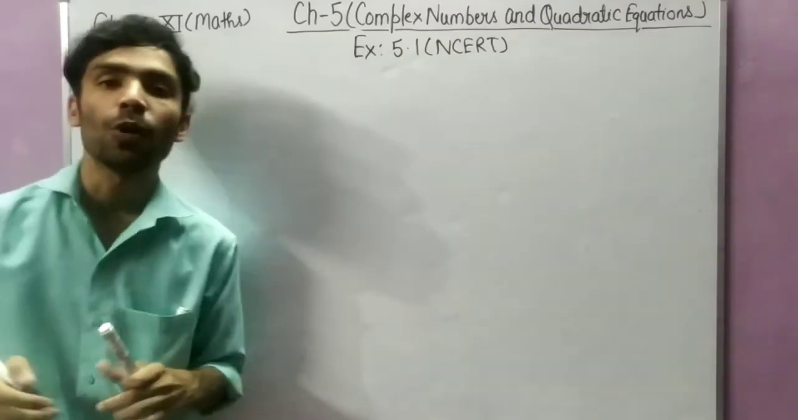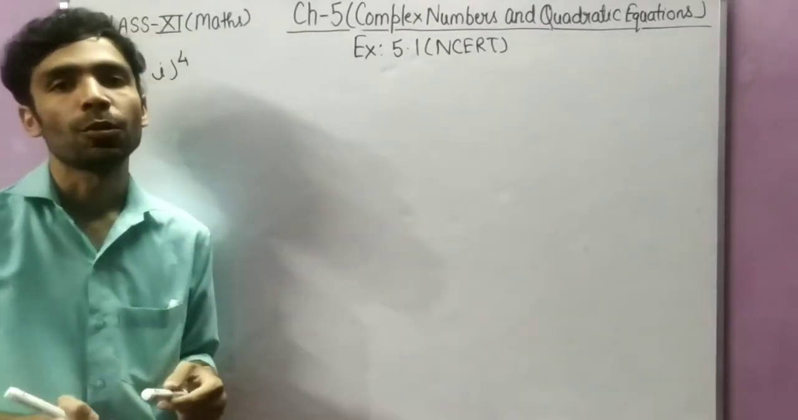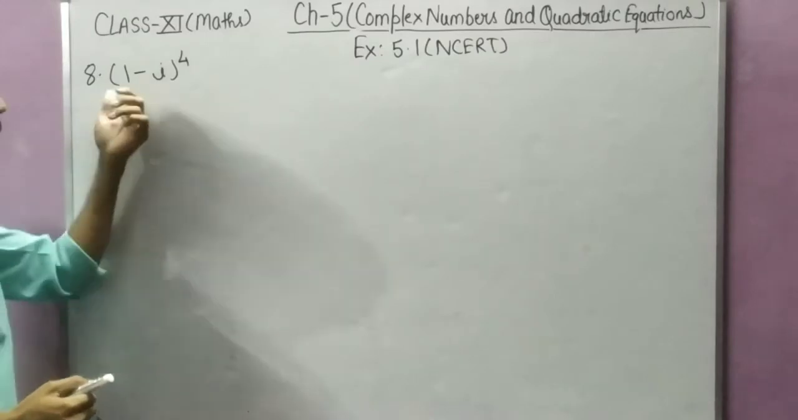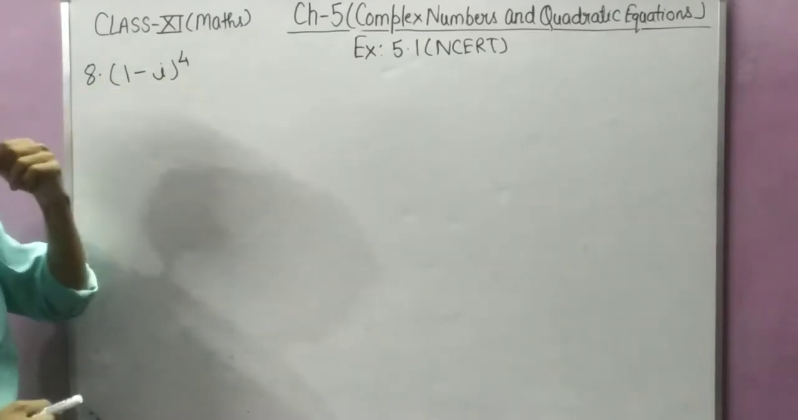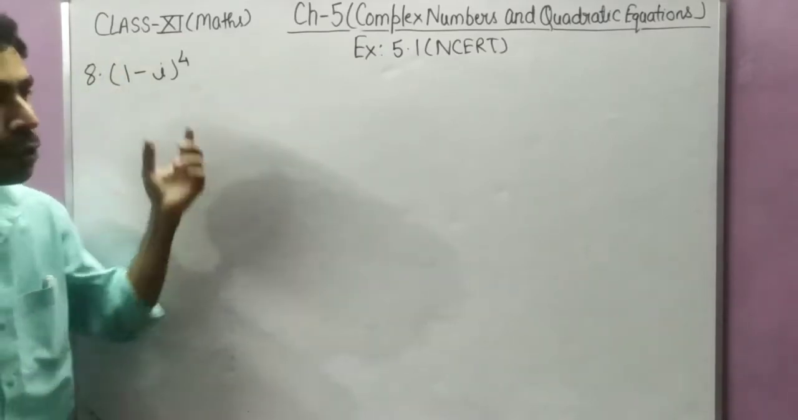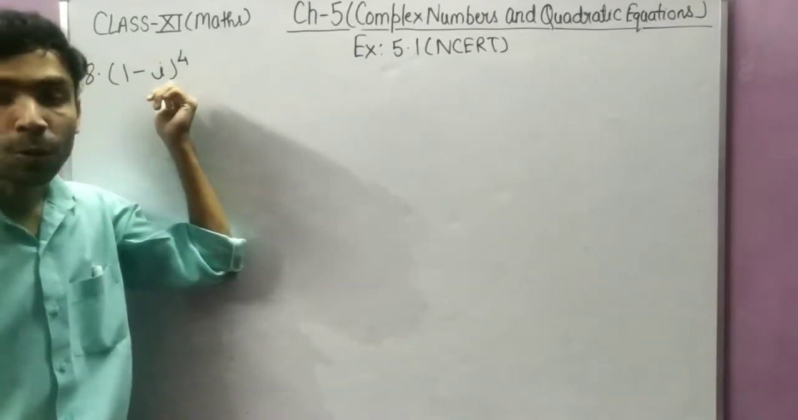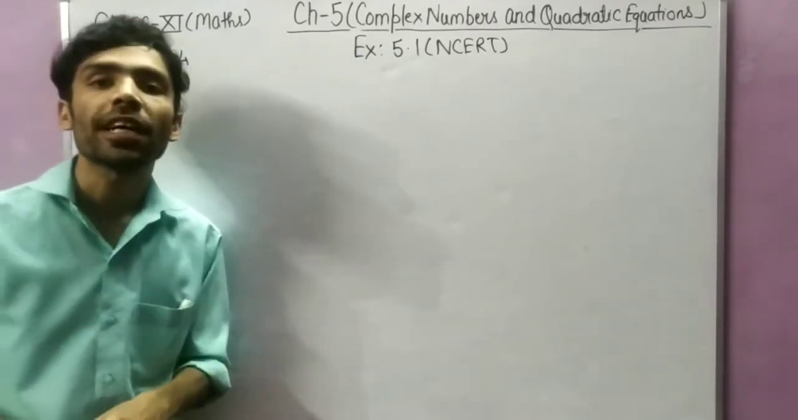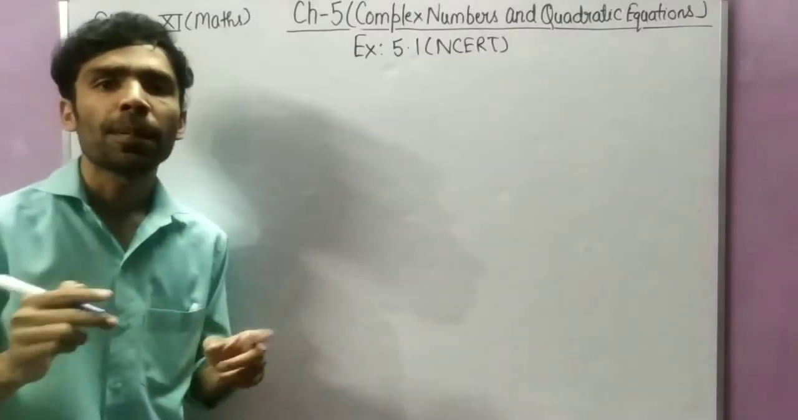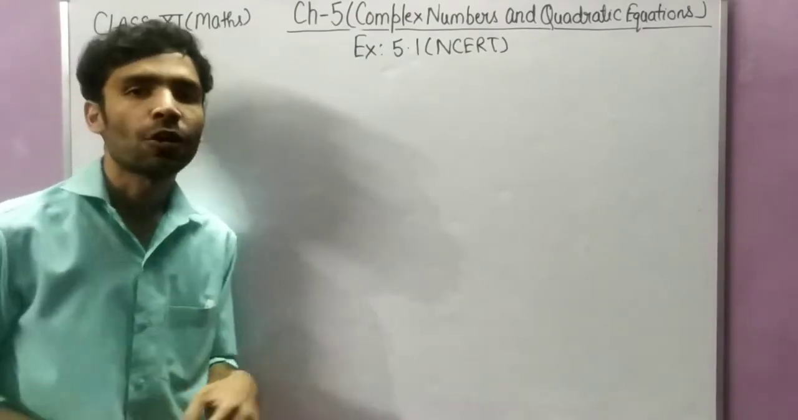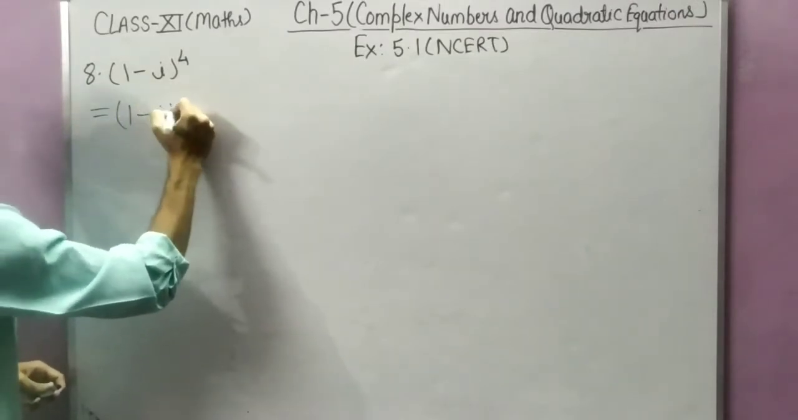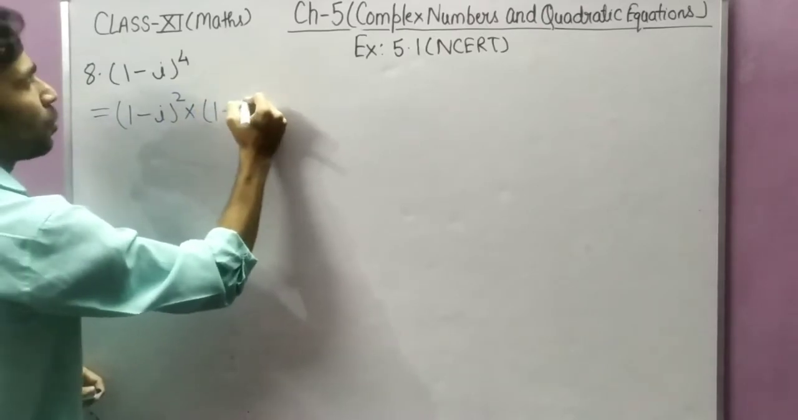I am hoping, students, that you all have your maths NCERT book with you. See, the 8th question of NCERT exercise 5.1 is (1 minus i) to the power 4, and you have to represent the solution in the form of a plus bi. Generally we don't know the formula of (a minus b) to the power 4, but we can solve it. This expression can be written as (1 minus i) to the power 2 into (1 minus i) to the power 2.